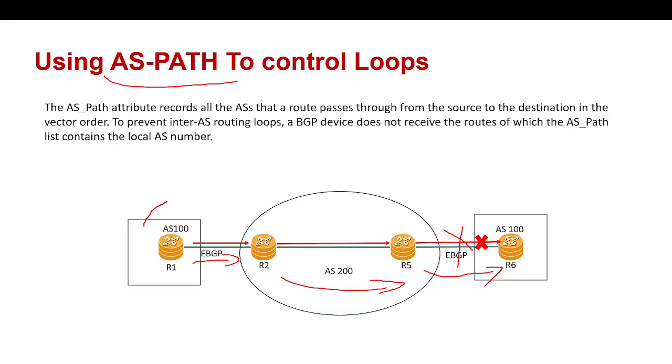So this is how we control loops between the ASs using the AS path attribute. If you get a route and this route has your own autonomous system number, you drop that path. You don't install it in your routing table.